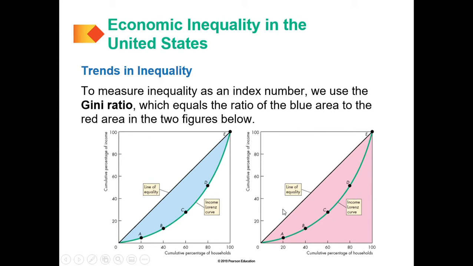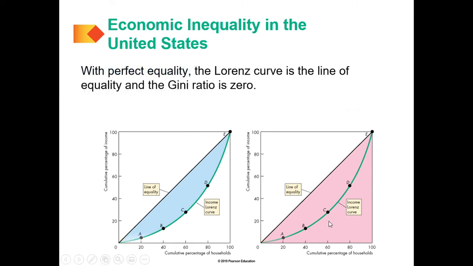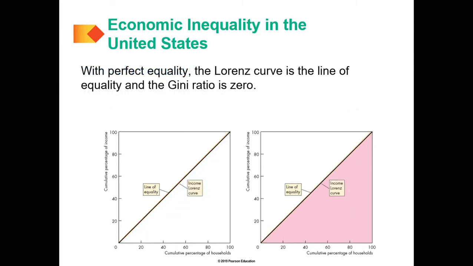So the smaller the number, so the closer this Lorenz curve would be to the line of equality, the smaller that number is going to be, the more equal is the distribution of income. The larger, so the bigger this area would be in relation to the whole triangle here, then the more unequal is the distribution.